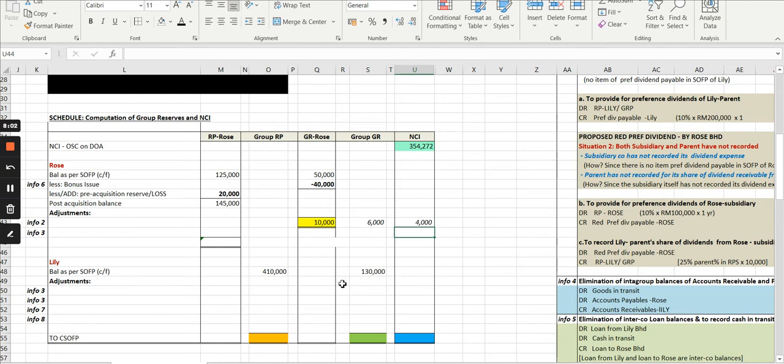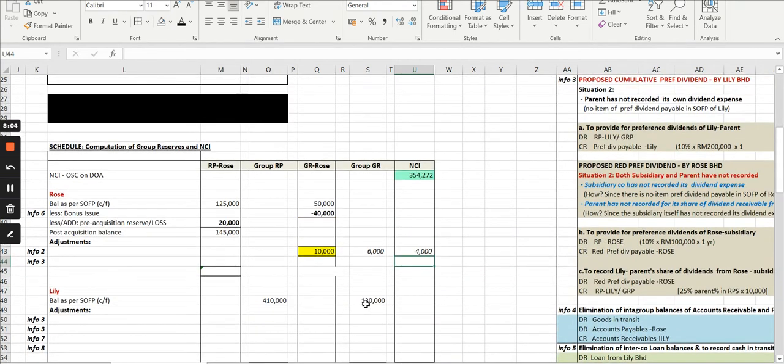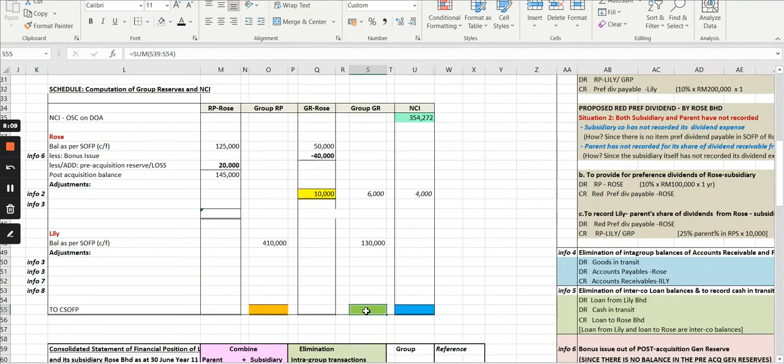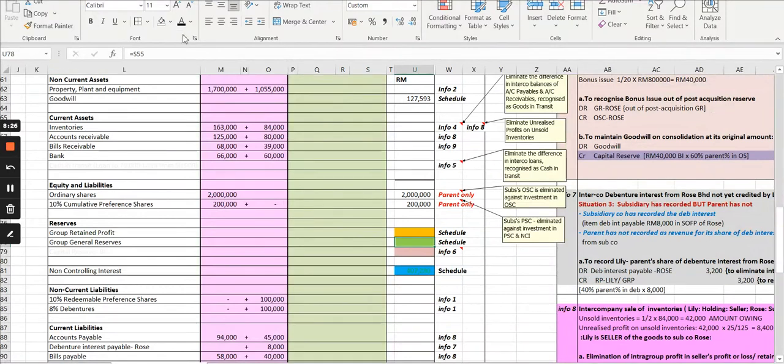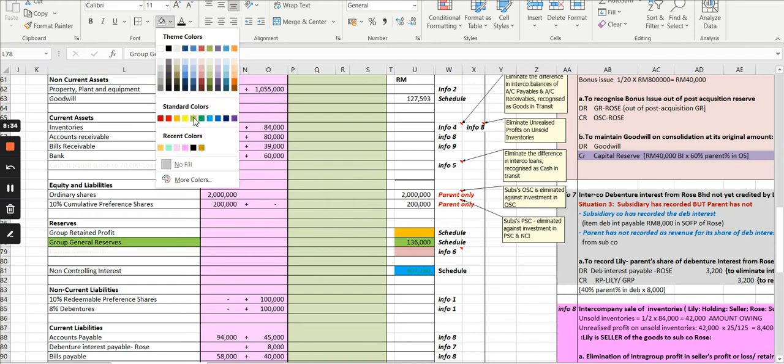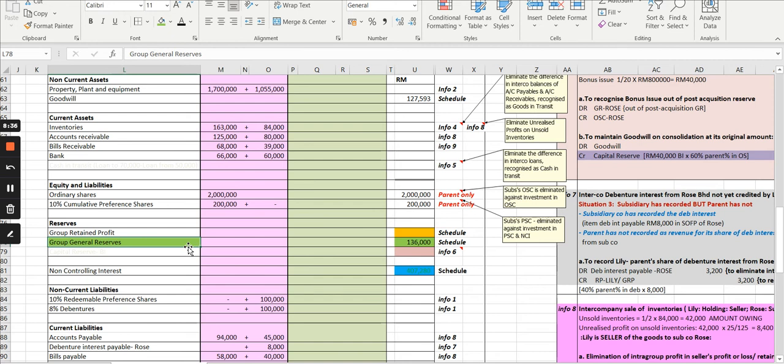Okay. Next is for you to look at your group general reserve. The total has been calculated already. You can just take the one of the parent plus the share of the subsidiary, and now you have the total for the group general reserve. And you can transfer this 136 straight away to the group general reserve that you have here. I'm going to put the same color so that it's easy for you to check. Okay, that is the group general reserve.